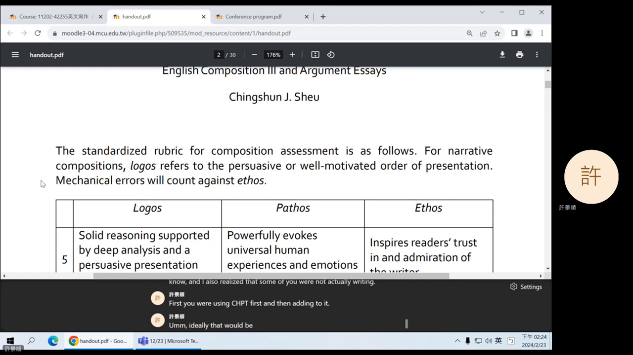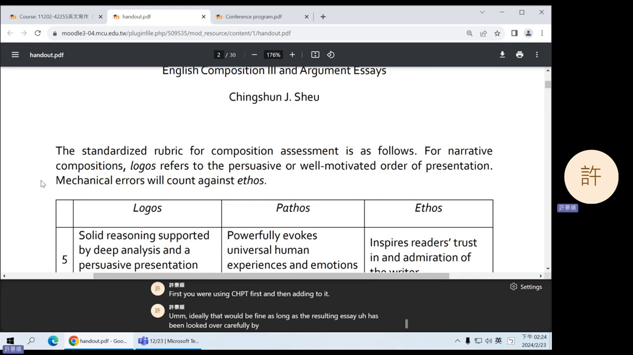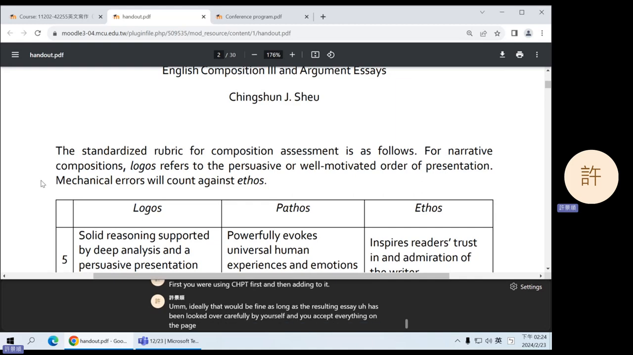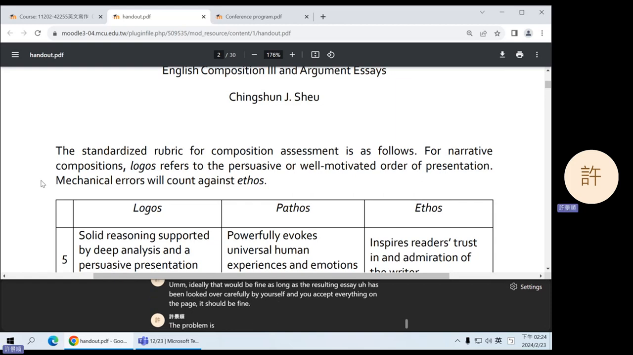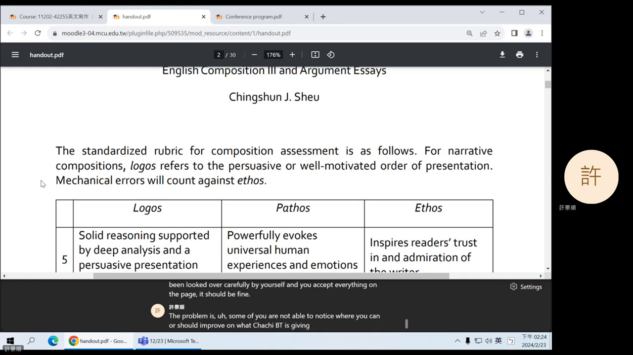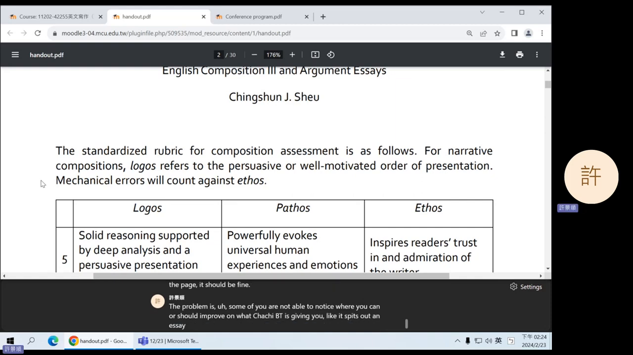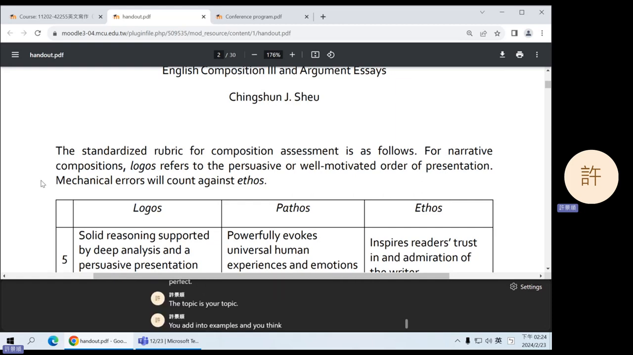Ideally, that would be fine, as long as the resulting essay has been looked over carefully by yourself and you accept everything on the page. The problem is some of you are not able to notice where you can or should improve on what ChatGPT is giving you. It spits out an essay, or what looks like an essay. The grammar is great, the spelling is perfect, the topic is your topic. You add in 2 examples and you think that's a great essay. But you did not notice that the reasoning is not deep. You did not notice that when I read it, I don't actually trust it.